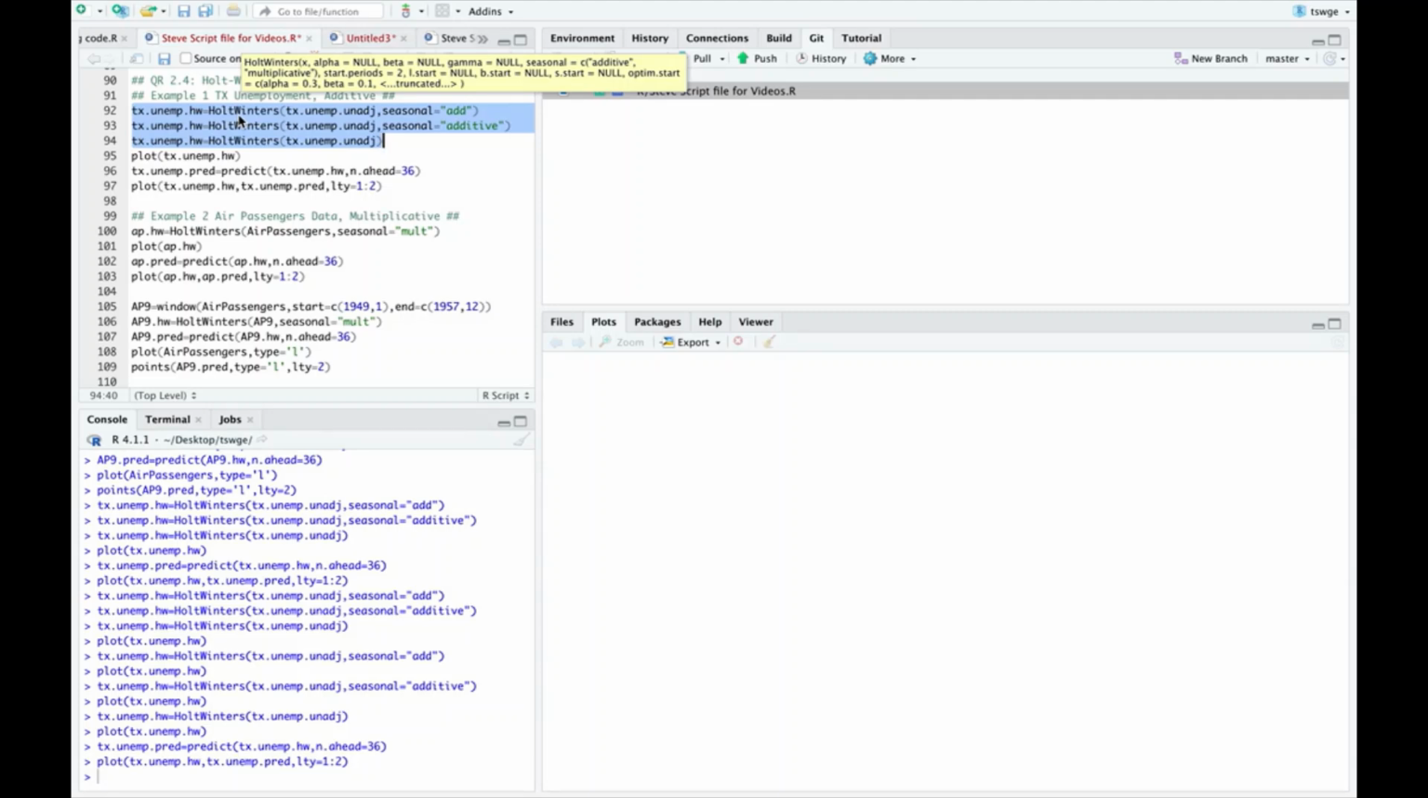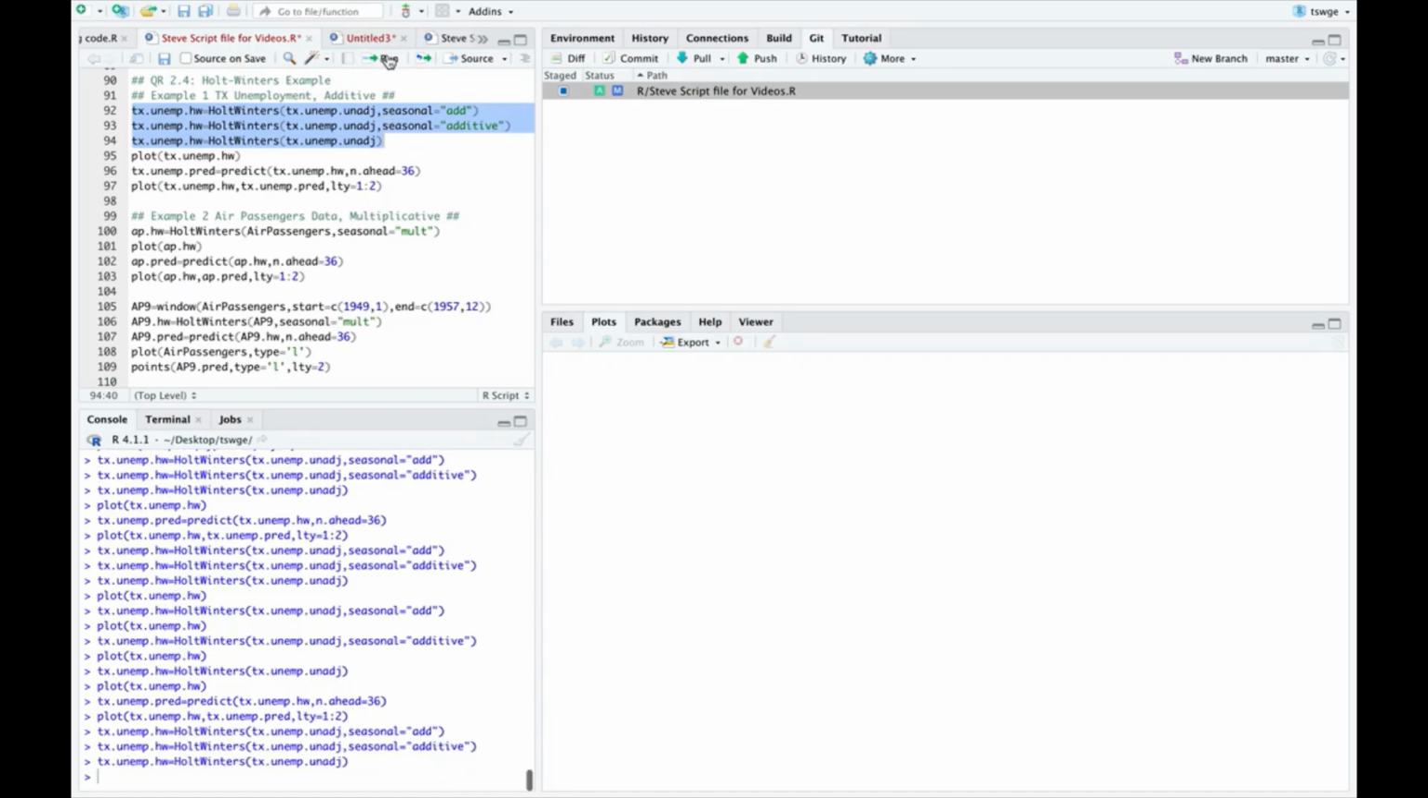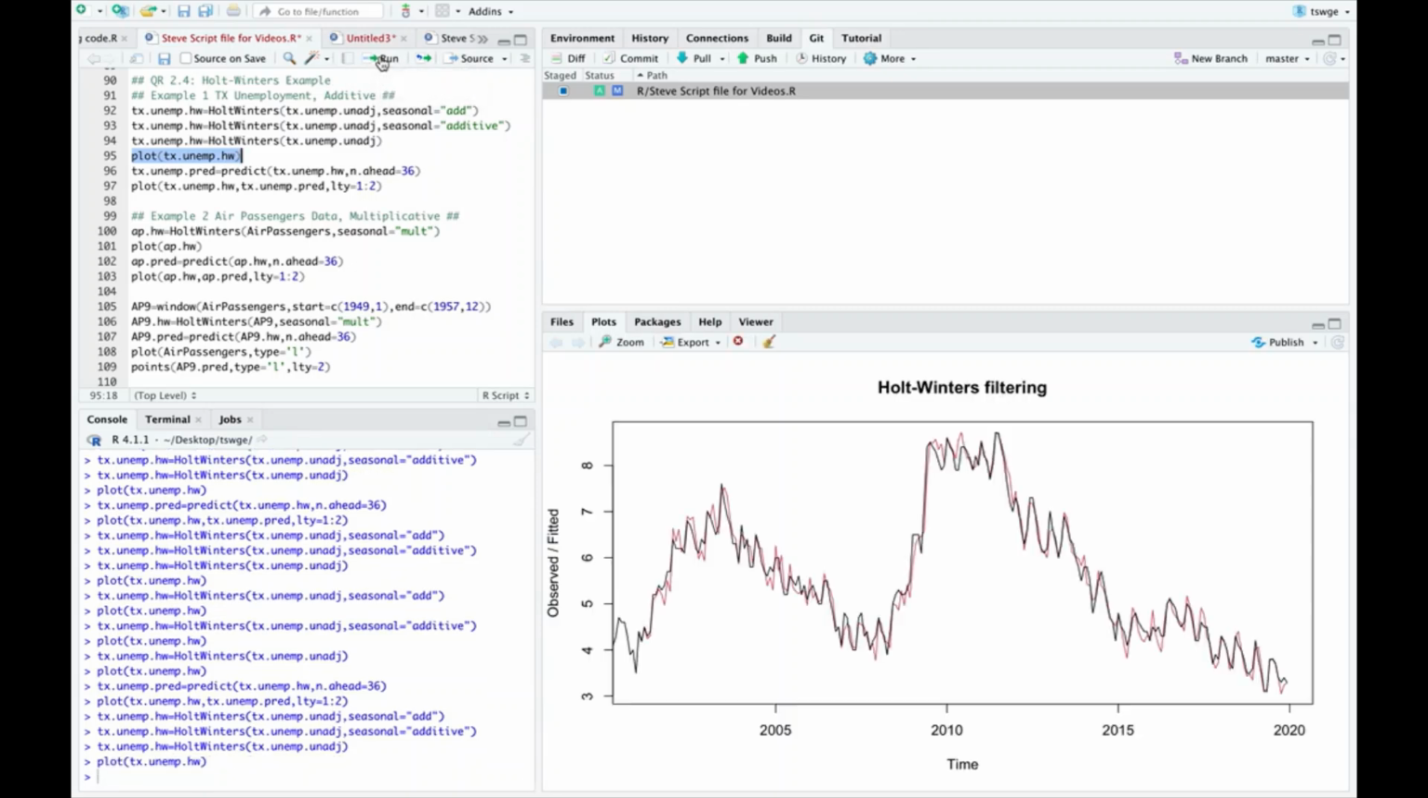Now, why do we think that this is an additive seasonal data set? We'll see that in just a minute when we look at that. So let's run that piece. Then let's plot what we just found. That is the Holt-Winters forecast. Looks like this. Notice that the red, that's the forecast, is superimposed on top of the black, which is actual. And look how close it follows. It's really remarkable how well this Holt-Winters algorithm does in tracking the data.